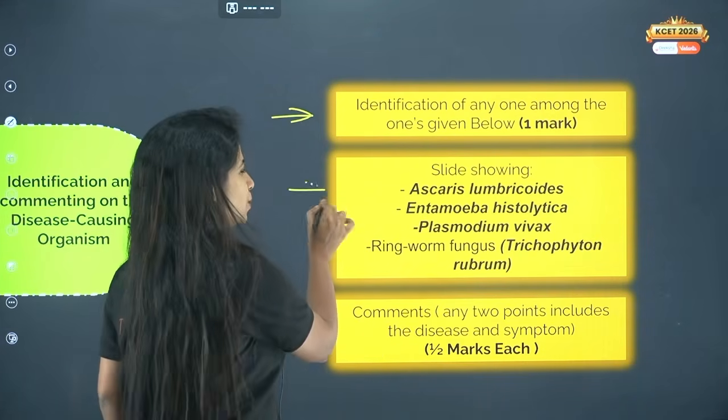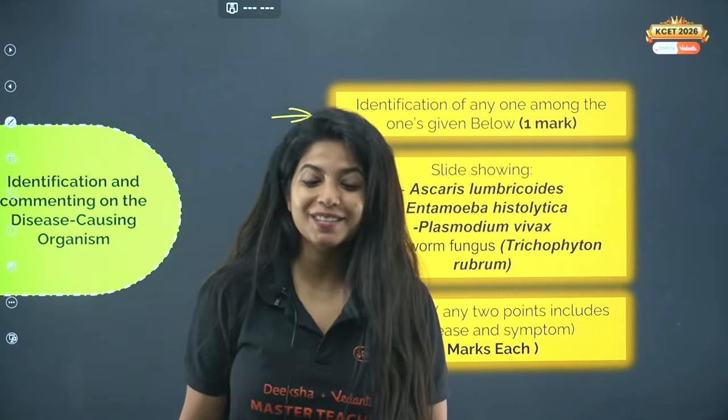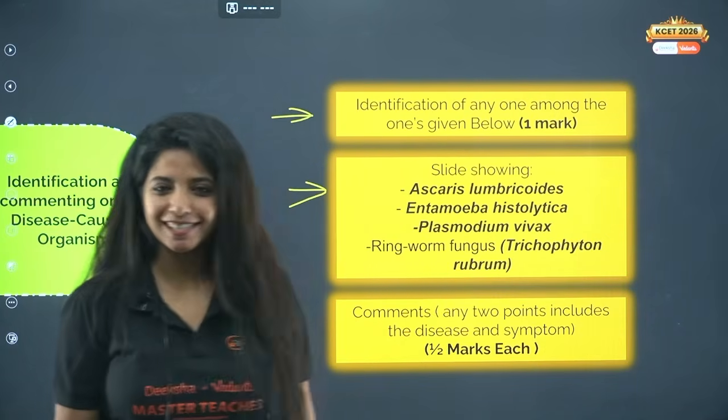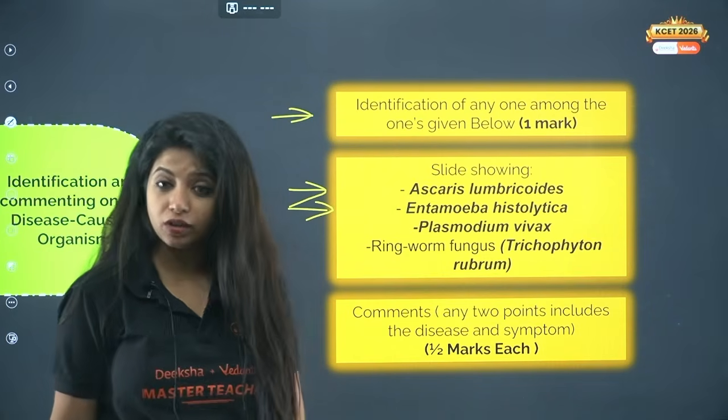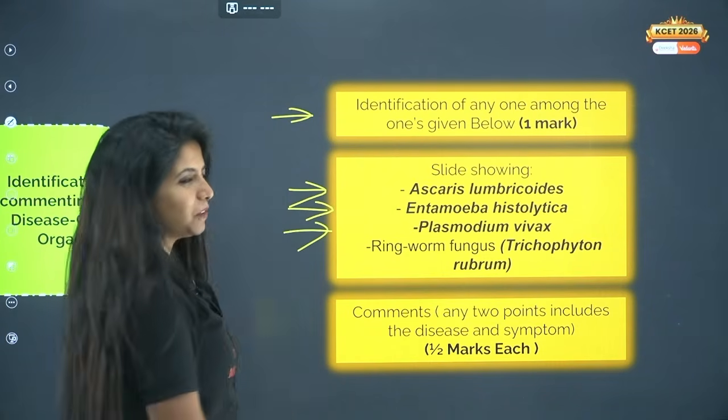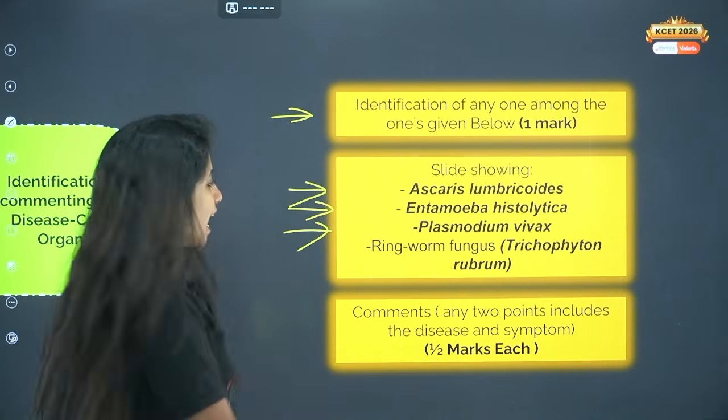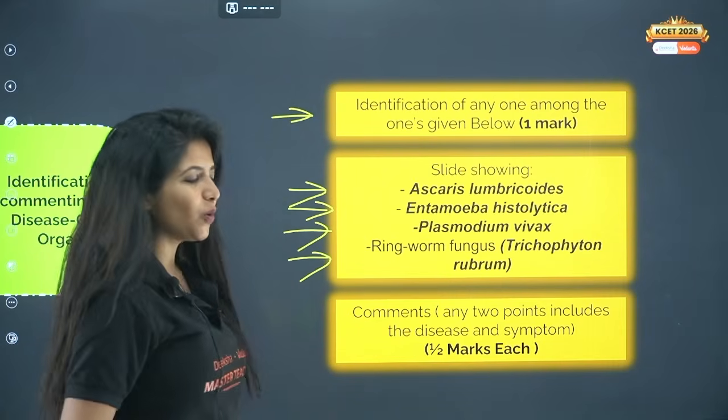First one is Ascaris lumbricoides. You might have heard about it. It causes ascariasis. Okay. Entamoeba histolytica, it causes amoebic dysentery. Plasmodium vivax, this guy is super famous, it causes malaria. And ringworm fungus. So what is this?